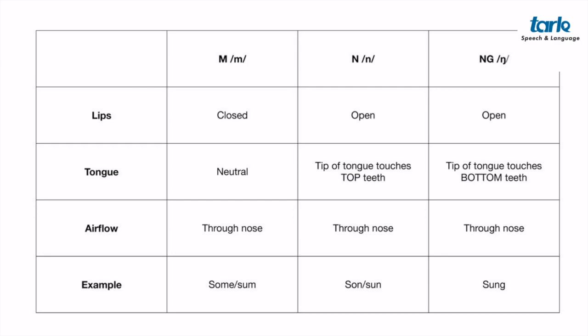For the M sound, your tongue is going to be neutral. So that means your tongue is just hanging out in the middle of your mouth. For the N sound, the tip of your tongue is going to touch the back of your top front teeth, very specifically the spot where your teeth meet the skin on the roof of your mouth. And for the NG sound, you have two options. The tip of your tongue can either touch the back of your bottom teeth, or it could just be pointed down or in the bottom of your mouth.